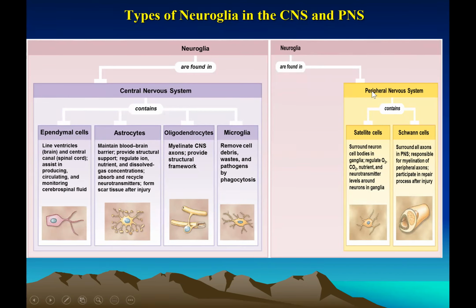The cells found in the peripheral nervous system are satellite cells and Schwann cells. The satellite cells surround the neuron cell bodies in the ganglia. They regulate the oxygen, carbon dioxide, nutrient content, and neurotransmitter levels around the ganglia. And Schwann cells, just like oligodendrocytes in the central nervous system, are responsible for myelination. Myelination means insulation. It insulates the axons, and it can also participate in repair.